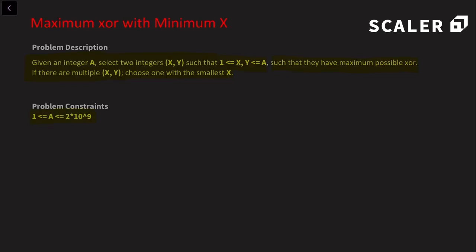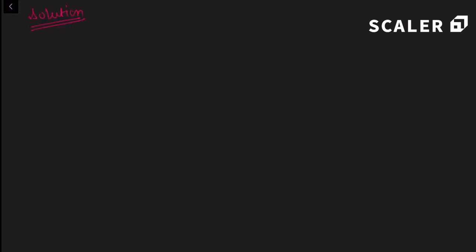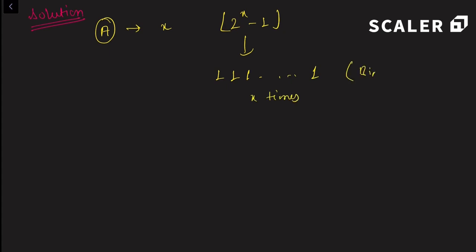Okay. Now let's talk about some examples. Now let us talk about the solution. Let's say we are given any integer a, and the number of bits in this integer is x. Then I claim the maximum XOR that we can get is 2 raised to power x minus 1. Or basically, this also means all ones x times. This is binary representation.